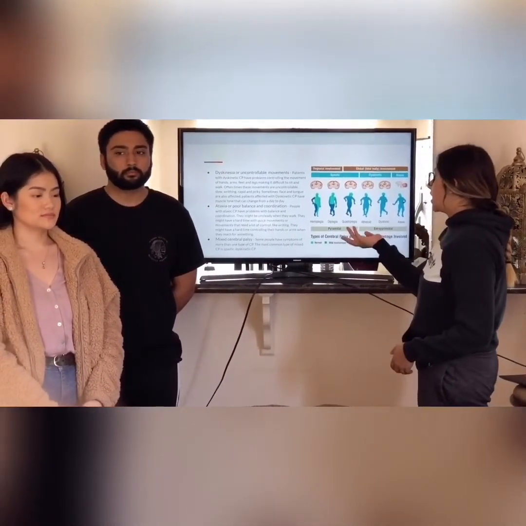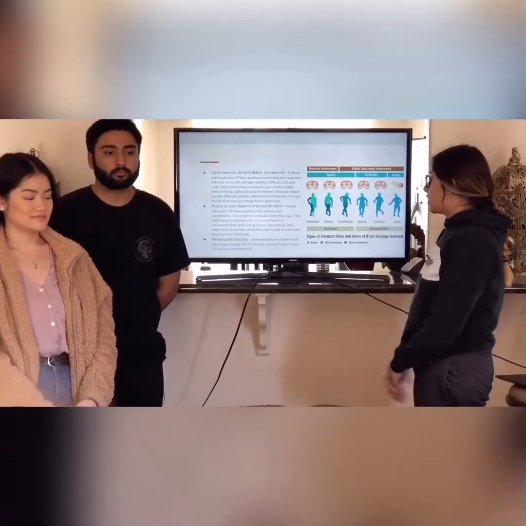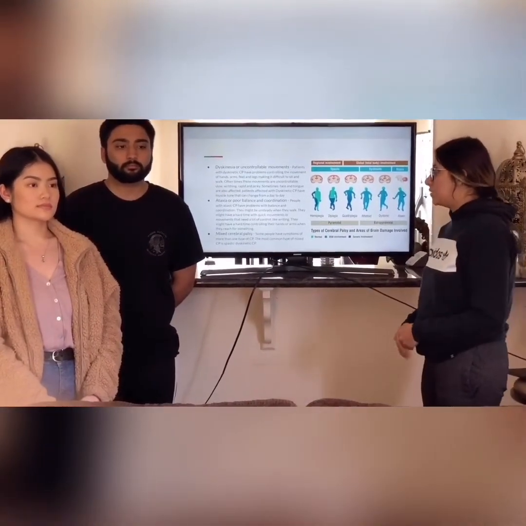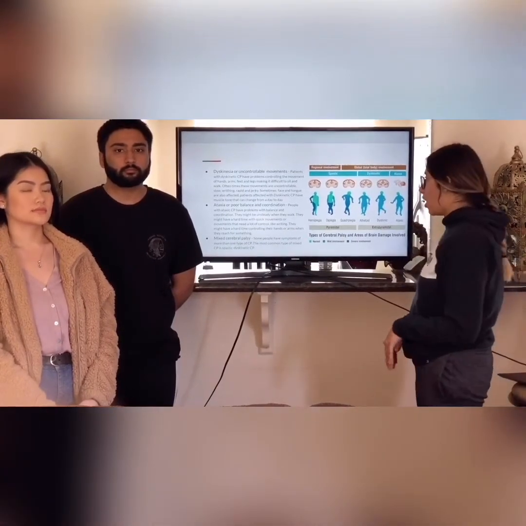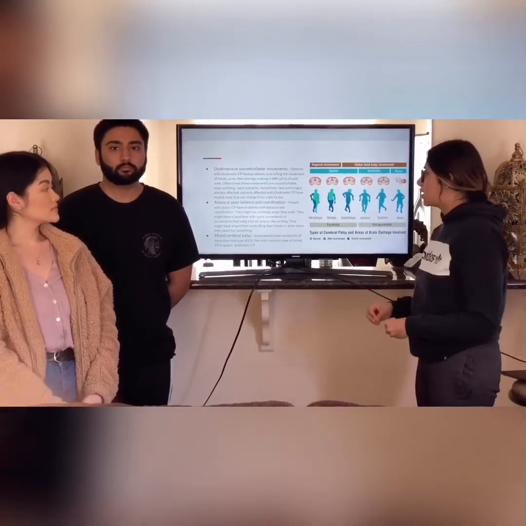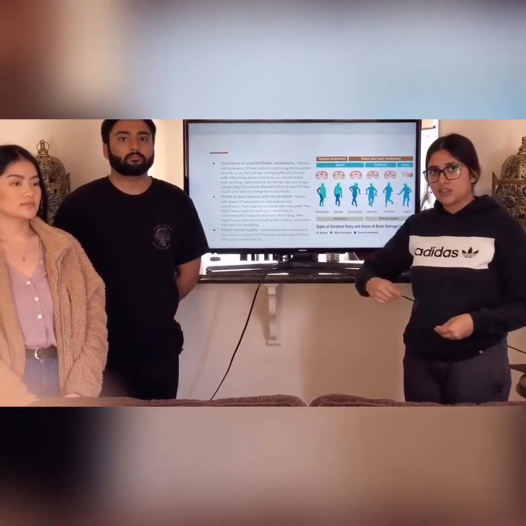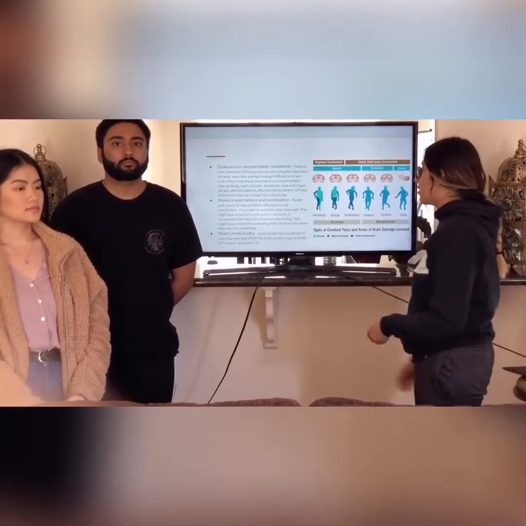The next is ataxia, or poor balance and coordination. People with ataxic CP have problems with balance and coordination, so they might be very unsteady when they walk. They also have a very hard time with quick movements or movements that need a lot of control, like writing, so they might just scribble a little bit on the paper.